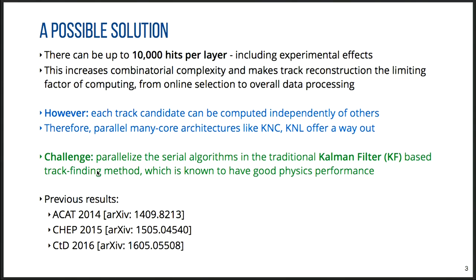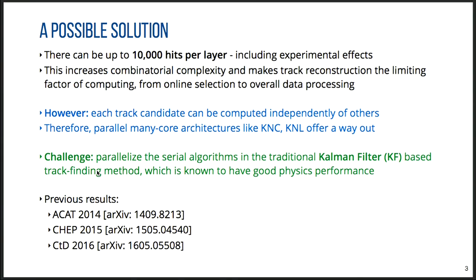We can get up to 10,000 hits per layer. As I said, it's a very computationally intensive task to figure out which tracks are interesting from this particular mess. But all the events we record in the detector are independent, like a picture, so you can process them independently. The same applies for the tracks: each track can be computed independently. So this is basically an embarrassingly parallel problem. You can take tracks, you can take events, and process them one by one.